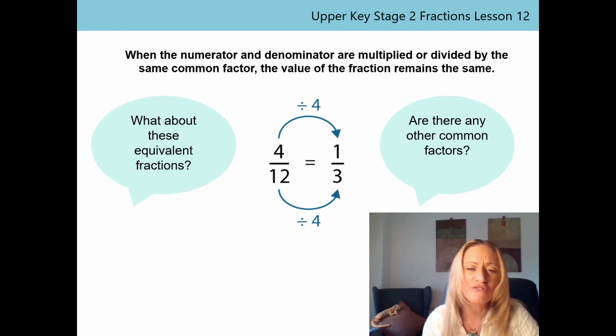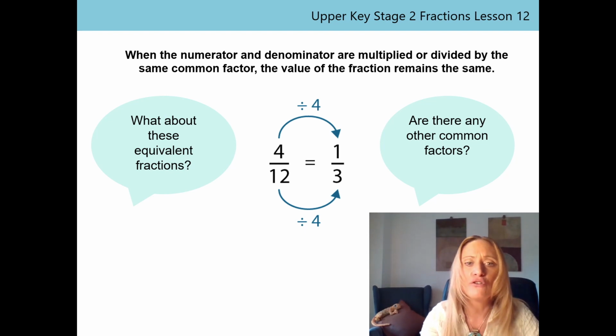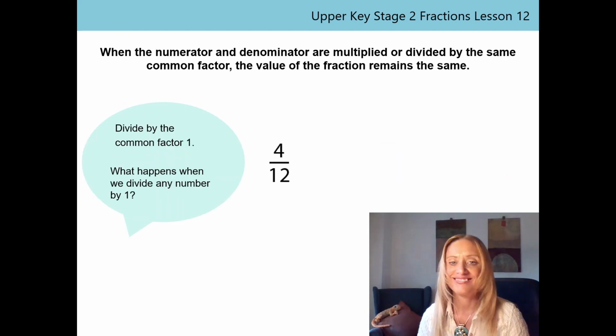I'm just going to pause you for a moment and I'd like you to find all the other common factors. Did you find any? What did you find? Yes, fantastic. There are other common factors. And what are they? So 4 and 12 have a common factor of 1. Excellent. And they also have a common factor of 2. Fantastic. Let's have a look what happens if we divide by the different common factors.